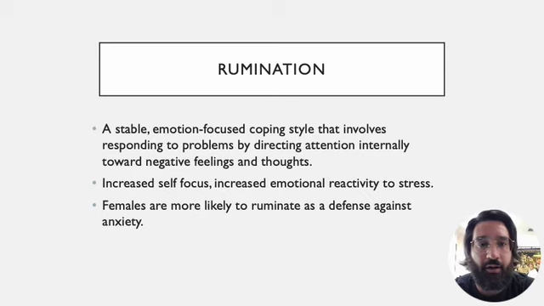And so one of the behaviors that we observe with depression, particularly in young ladies, is this idea of rumination. To ruminate means to kind of chew on something. And so what we're chewing on with rumination is negative thoughts and feelings, just turning them over and over and over in our head. So rumination is this stable, emotion-focused coping style that involves responding to problems by directing our attention internally toward our internal negative feelings and thoughts, a sort of increase in self-focus, increased emotional reactivity to stress. And this is where young ladies, females, are more likely to ruminate as a defense against things like anxiety.